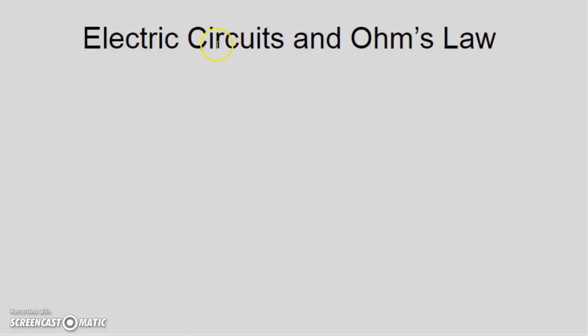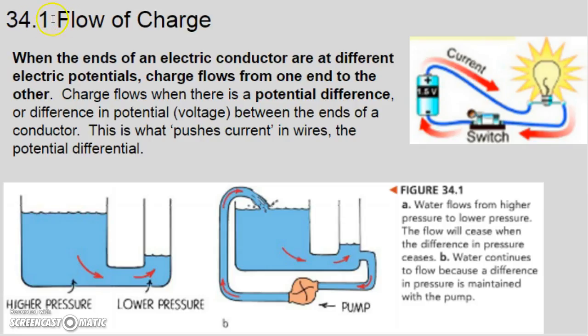Today's lecture is going to be on electric circuits and Ohm's Law. We're going to look first, chapter 34.1, at the flow of charge. When the ends of an electric conductor are at different electric potentials, charge flows from one end to the other. And that's kind of wordy and messy.